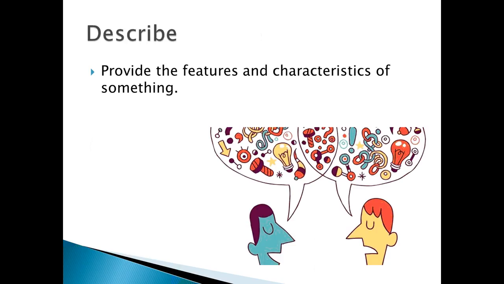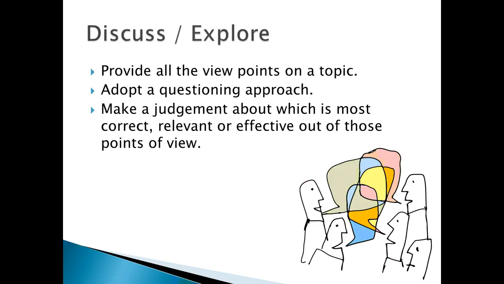A describe question is quite a simple one. We need to provide the features and characteristics of something. You'll recognise this term from our alarm table, and it's the second step that we have to do. A discuss or explore question I can tackle together. So for each of these, you need to provide all the points of view on a topic. So maybe there's 3 different approaches to a certain problem, and you need to adopt a questioning approach, and you need to explore how do each of those work, what's good and bad about them, and make a judgment about which method or which answer is the most correct, the most relevant, or the most effective.